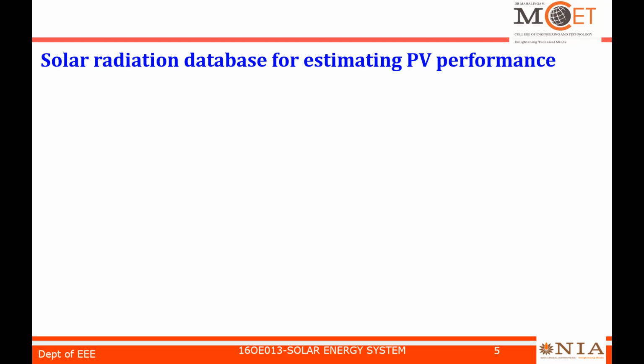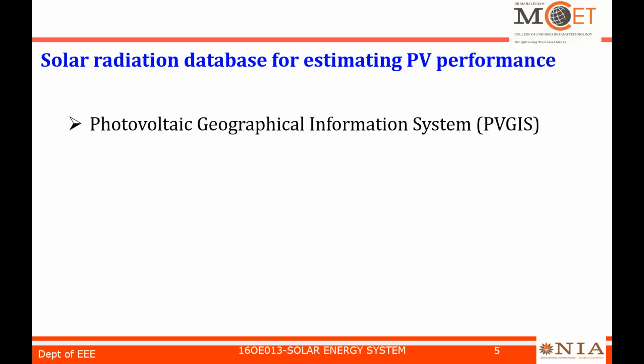Solar radiation database for estimating PV performance. Before installing a solar PV system at any particular place or location, we have to analyze the solar radiation database of that place for the past 10 or 15 years. For this solar radiation database analysis, we have many websites. Here are some of the websites.